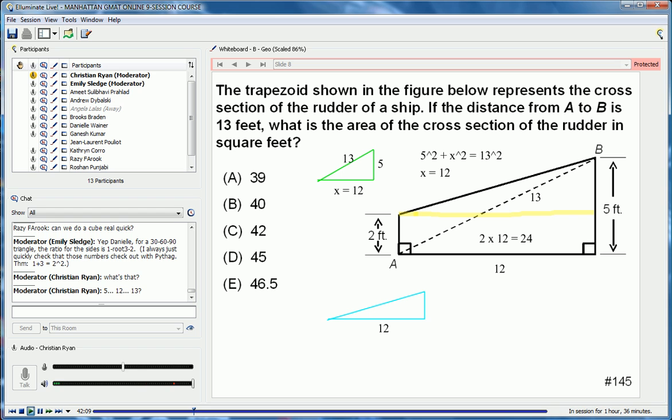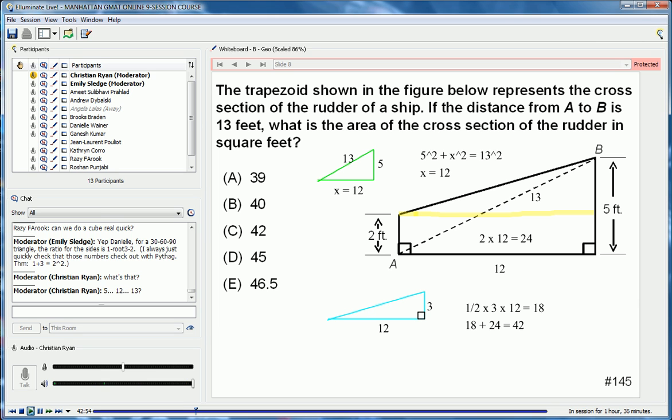Let me tell you, you're absolutely right. So first, the lower half of this cut up rudder is a rectangle, 2 feet by 12 feet, so we got 24 feet. That's the easy part. Then we still have a 12-foot leg here, and this would be 3 feet, 5 minus 2. And then the area of this guy, as long as we have a right triangle, which we do, by the way we drew it, is 1/2 times 3 times 12, which gives us 18, and then 18 plus 24 equals 42.